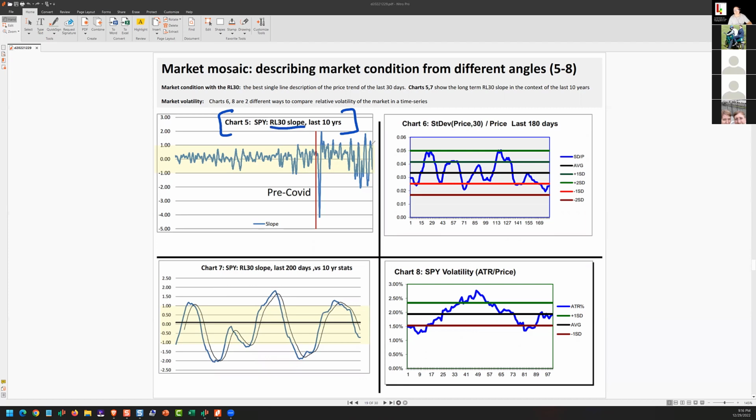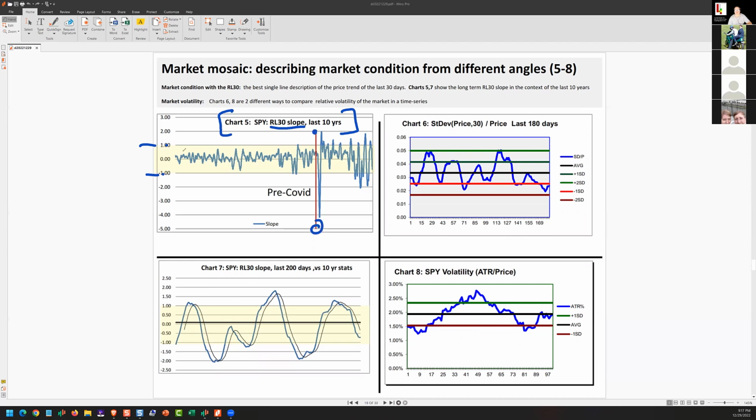Slope of the RL30 over the last 10 years. And that gives you a long-term historical normal for plus or minus one standard deviation, or the normal. And this is when COVID hit.